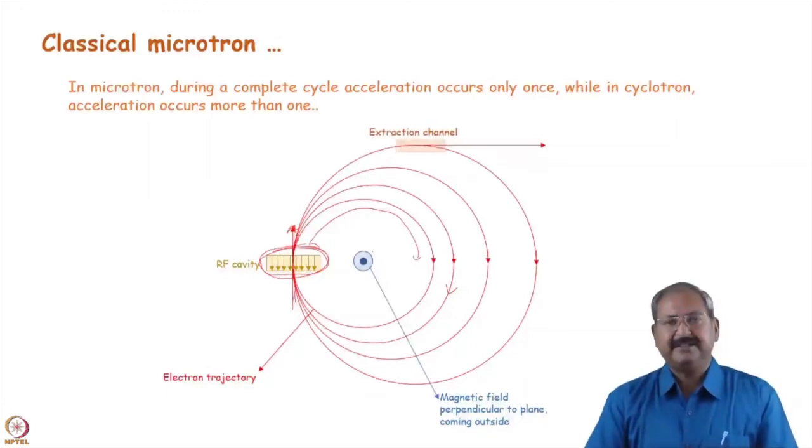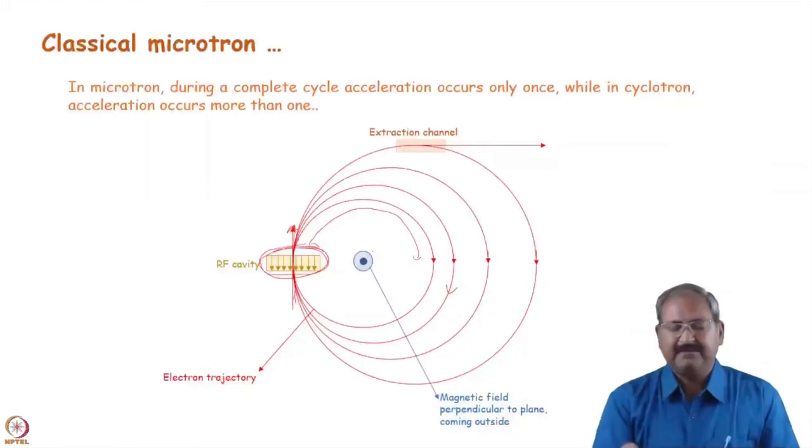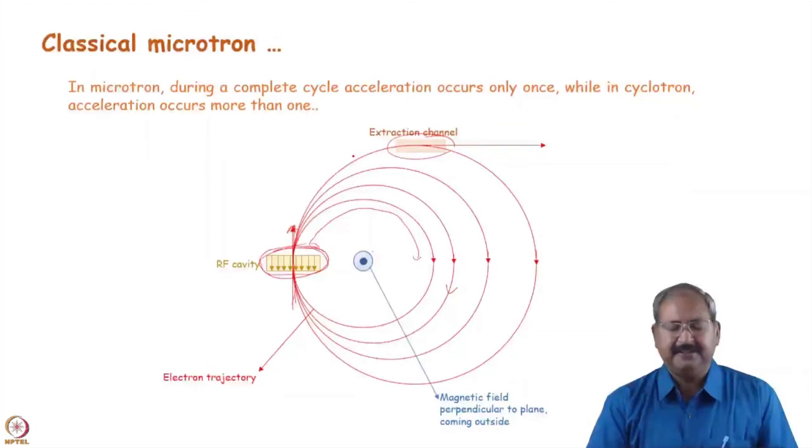Now for extracting the beam from the microtron, again we have the extraction channel where we shield the magnetic field. If we are able to shield the magnetic field, when the particle comes inside this channel, there will be no force and it will go straight forward and can be extracted from the microtron.